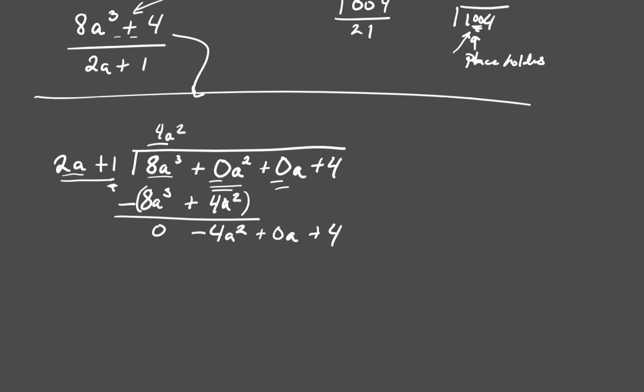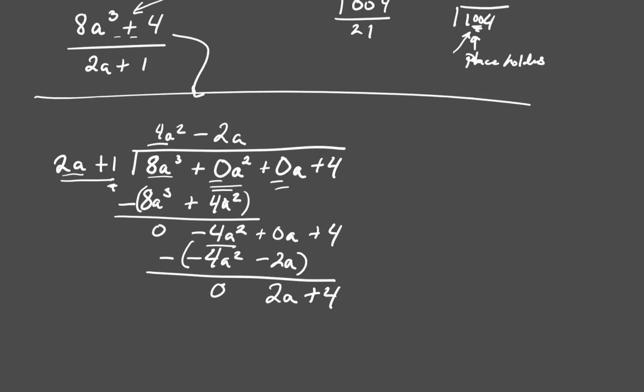Now we do the next one. How many times does 2a go into negative 4a squared? Well, that's minus 2a times. So now I multiply, I get minus 4a squared, and I get minus 2a. I subtract those off. Negative 4a squared minus negative 4a squared is 0. 0 minus negative 2a is a positive 2a, and I get plus 4 there. And then how many times does 2a go into 2a? It goes in there 1 time, so plus 1, 2a plus 1.